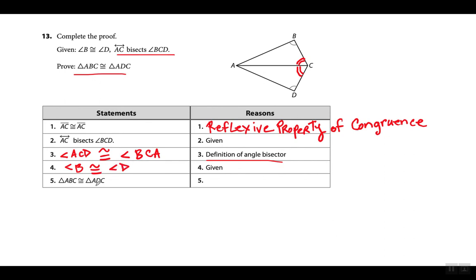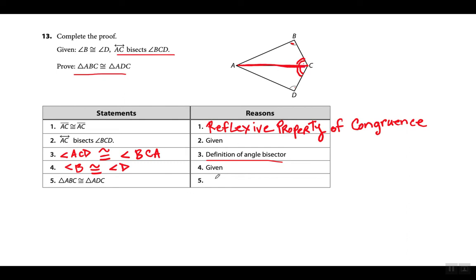And the last part, prove that triangle ABC is congruent to triangle ADC. What theorem are we going to put there? Is it going to be ASA triangle congruence theorem, or SAS, or SSS, or AAS? Well, we have angle, angle, and this side that they both have in common.